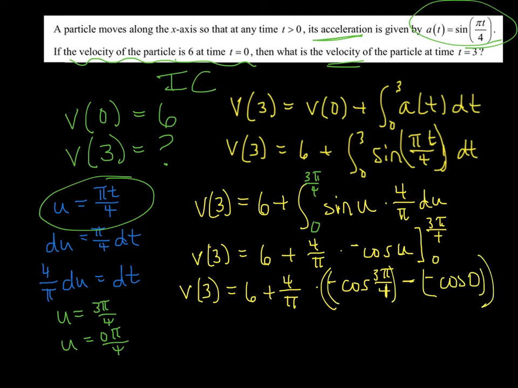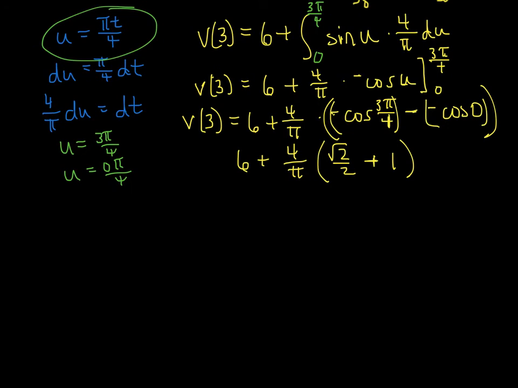All right, so let's see here. I know the cosine of pi over 4 is root 2 over 2. 3 pi over 4 is in the second quadrant where cosine is negative, so it's negative root 2 over 2, but then it's the negative of that, so positive root 2 over 2. Minus cosine of 0, which is 1, but it's the negative of that, so minus negative 1 would be plus 1. This is getting kind of yucky, but I'm going to distribute the 4 over pi through. So I have 6 plus, when I multiply 4 over pi times root 2 over 2, the 2 cancels into the 4, and it would be 2 root 2 over pi.